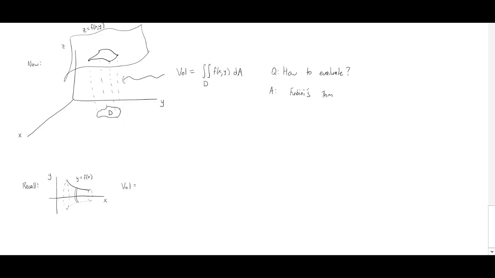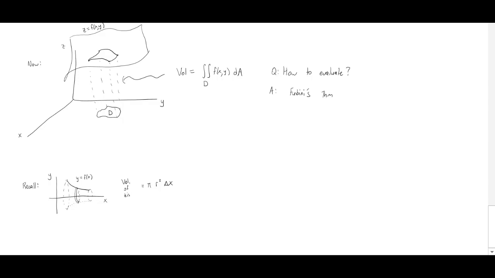So each disk is a cylinder, and the volume of a cylinder was like the area of the base times the height. And so the height was like a small change in x. So that was for this little disk.